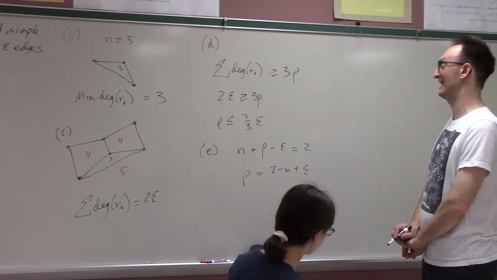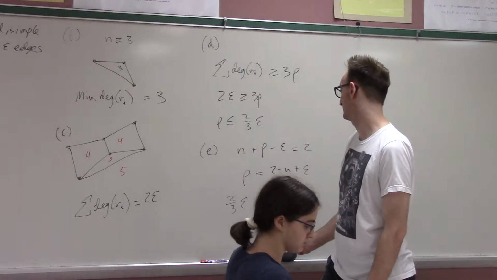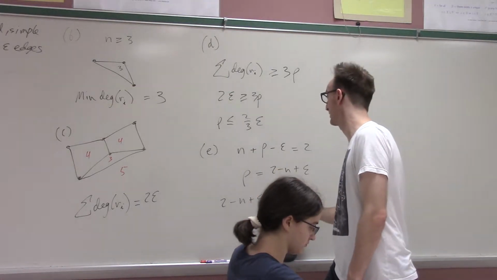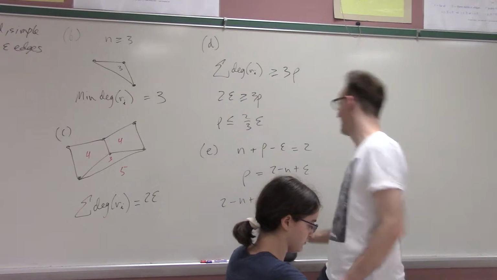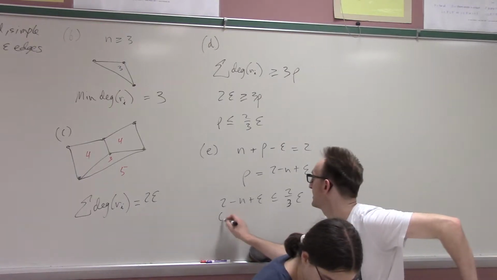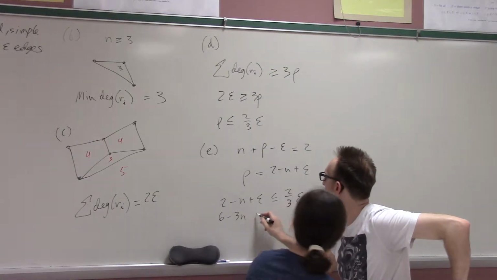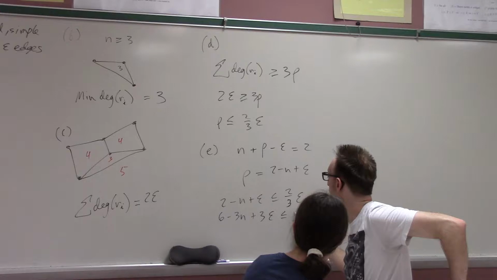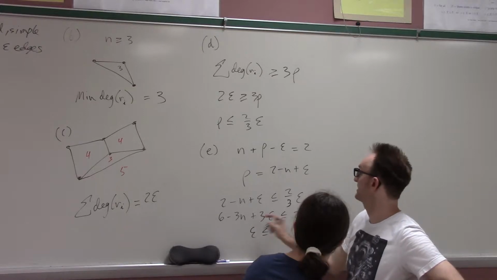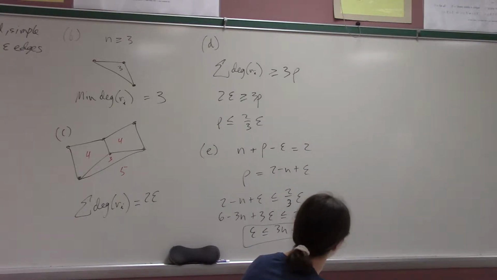What do I know about rho? It's less than or equal to 2/3 epsilon. So that means 2 minus n plus epsilon is less than or equal to 2/3 epsilon. And then, does it just work? It just works. Multiply through by 3: 6 minus 3n plus 3 epsilon is less than or equal to 2 epsilon, and that is exactly what we wanted. Epsilon is less than or equal to 3n minus 6. Good.